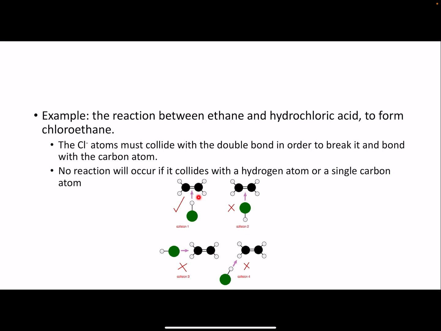If you look here, this states that this white molecule or atom needs to hit the double bond of this molecule. If the green molecule hits, there's no reaction. It's an incorrect orientation. If it hits on the side, no reaction. And if the white atom hits the other white atom, again, no reaction. So in this case, the orientation states the white atom needs to hit the double bond for this reaction to happen.